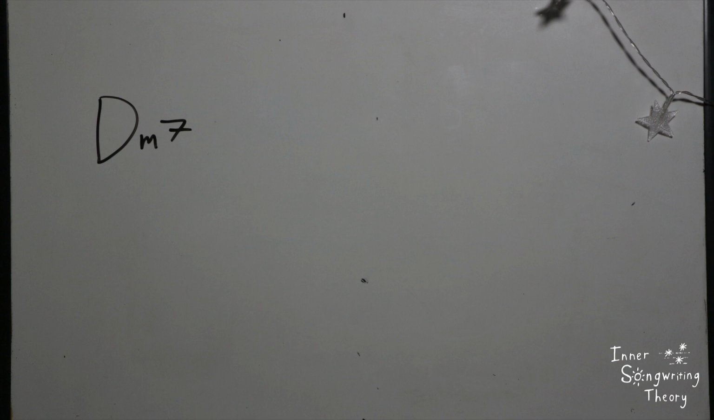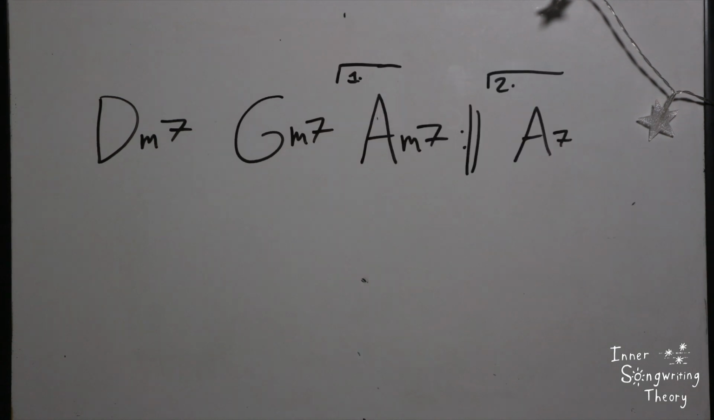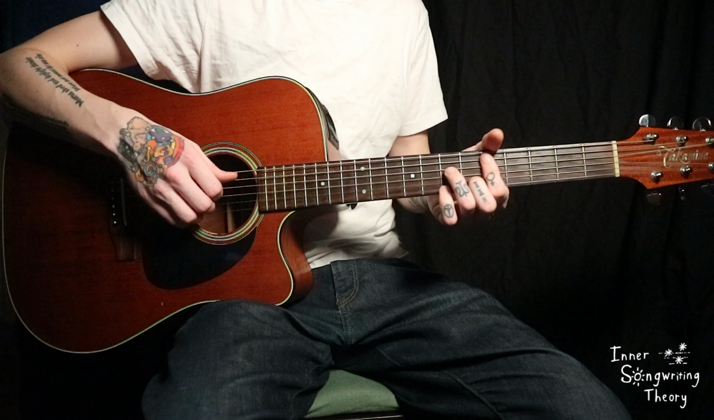Here's another example using a minor tonic. The chord progression is D minor 7, G minor 7 and A minor 7, but the second time round I play an A7 instead, the dominant that pulls us back to D minor.